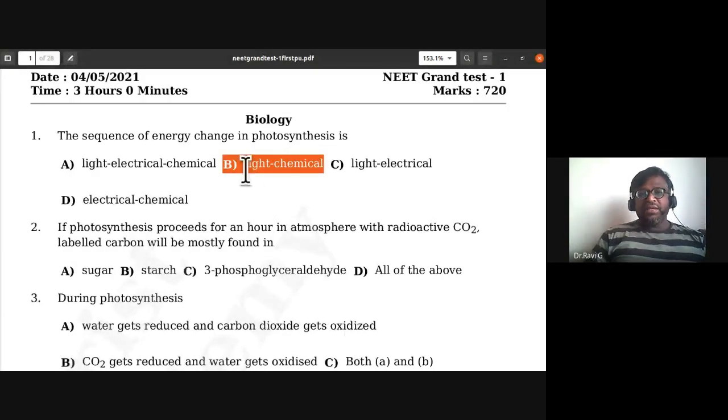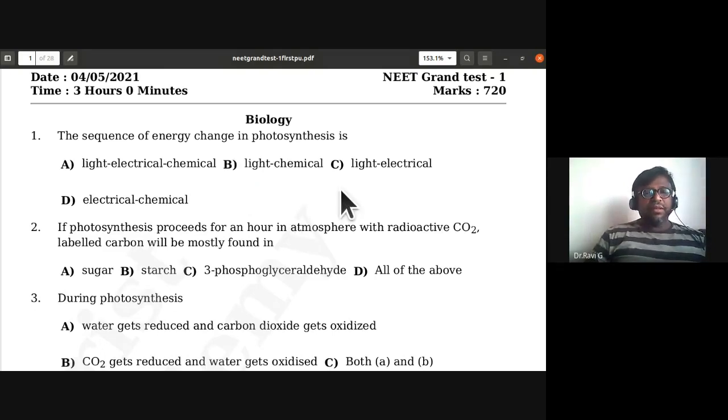So it is the solar energy which is converted into the food, that is sucrose. So sucrose is nothing but a source of chemical energy. So the solar energy is converted into the chemical energy. So the sequence of energy change in photosynthesis is from light to chemical.